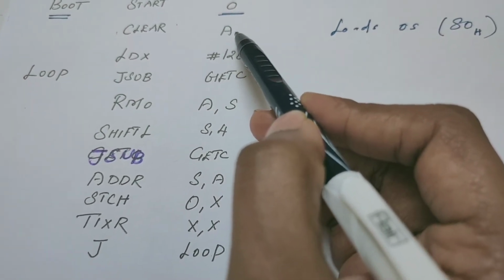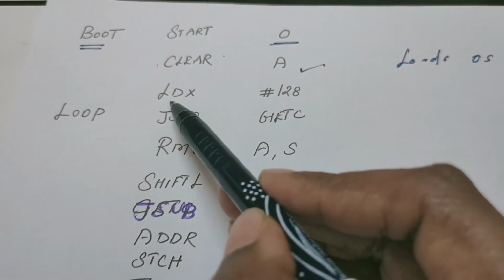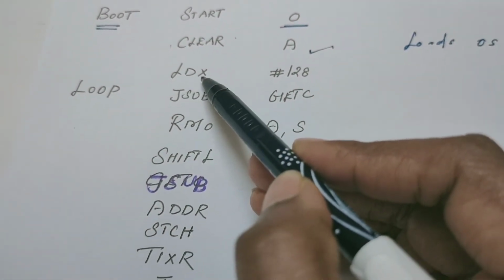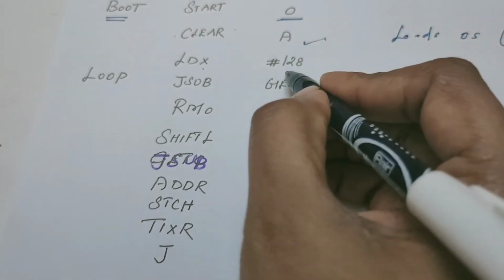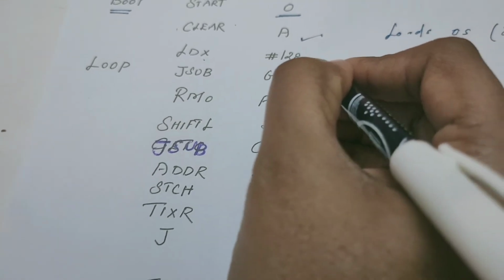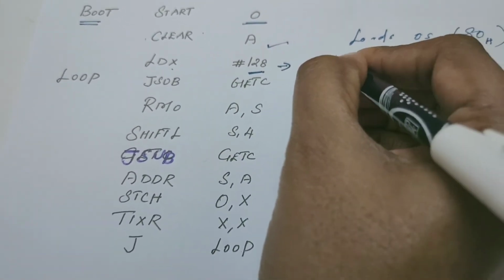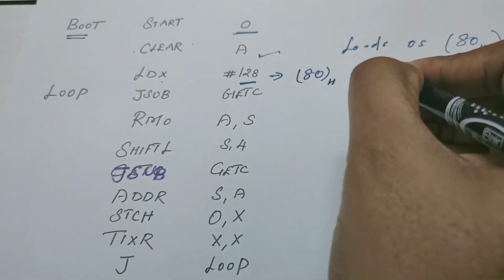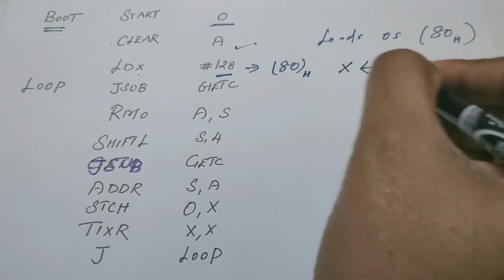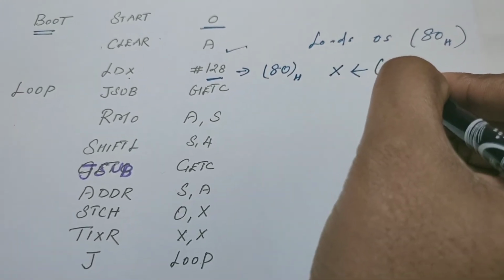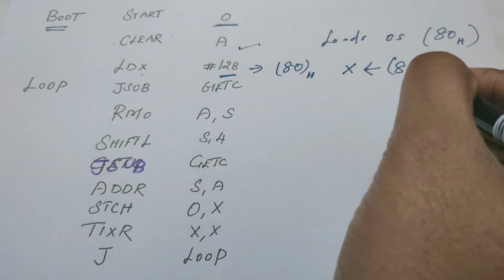Let us see the program. The next instruction is CLEAR A. It means it is clearing the accumulator. The next instruction is loading the register X with the decimal value 128. This is in fact a decimal value. When you convert this decimal value to hexadecimal, it is nothing but 80H. So what does it mean? The register X is loaded with the value 80H, the hexadecimal value, which is the starting address of the operating system, from where the operating system is to be loaded.